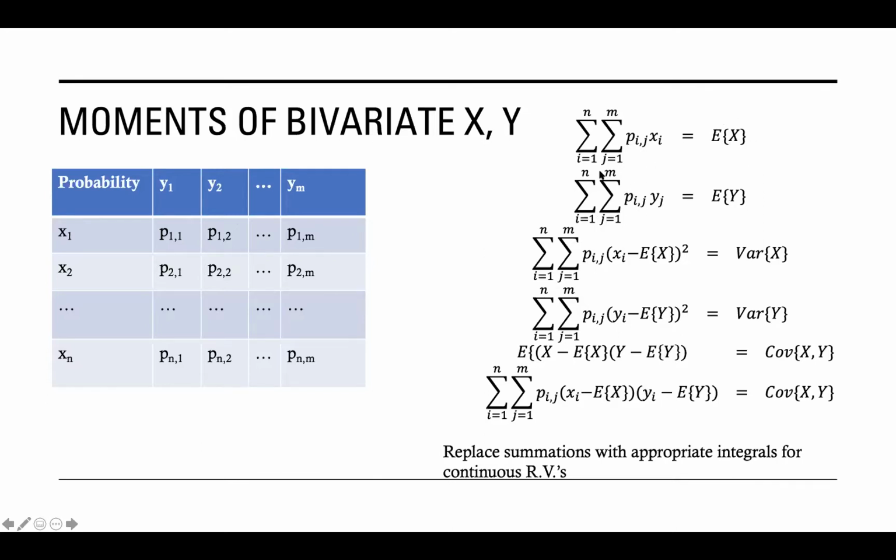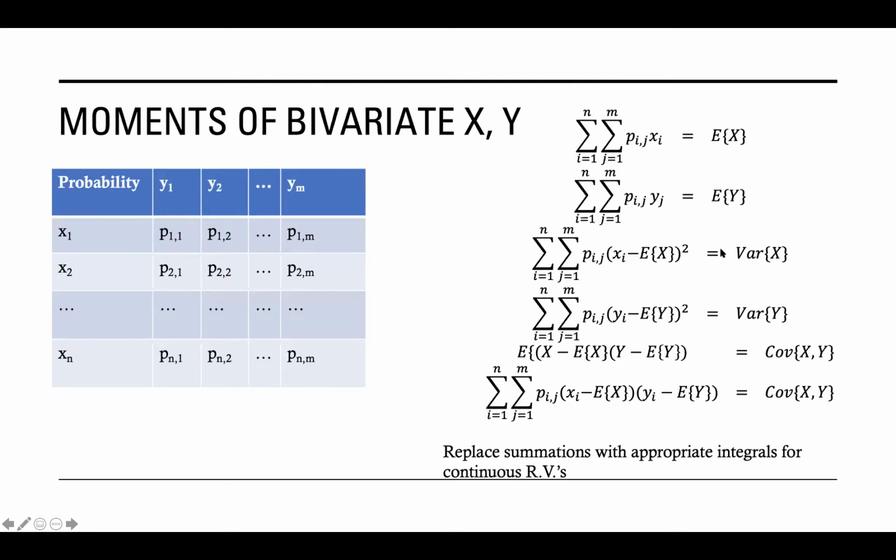The expectation of Y is the same thing, only you're using the values of Y rather than the values of X. We can talk about the variance of X, which is again, the probability times the value of X minus the expectation of X, which is just given up here.